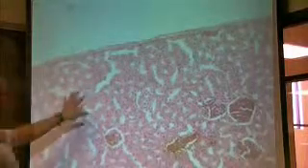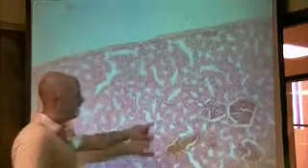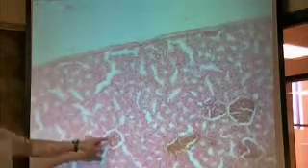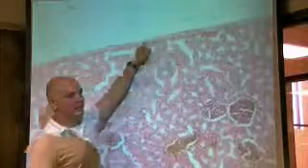Here is cortex. This is cortex. And I know it's cortex because here's a glomerulus, there's a glomerulus, there's a glomerulus. Okay? So we're seeing cortex, so glomeruli, so that we're in the cortex. This is the renal capsule right there. Okay?